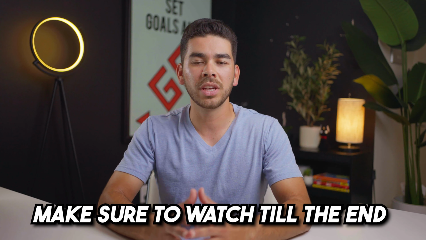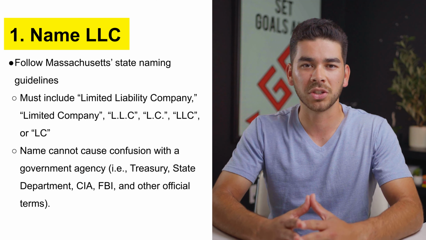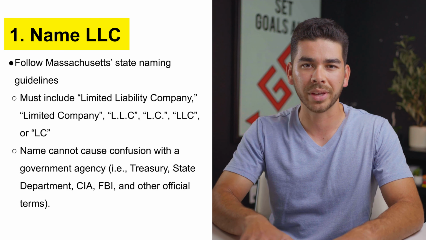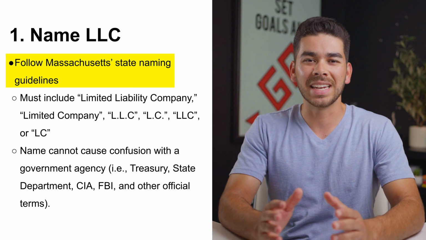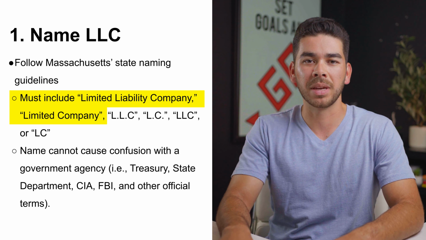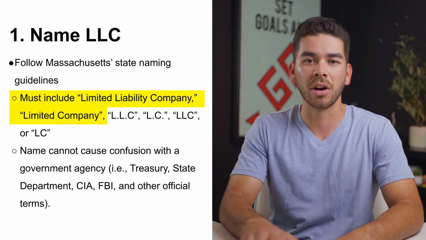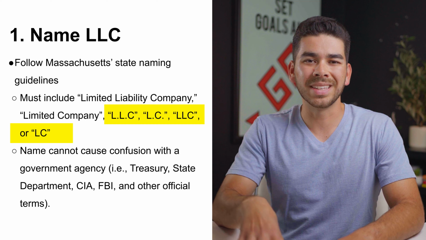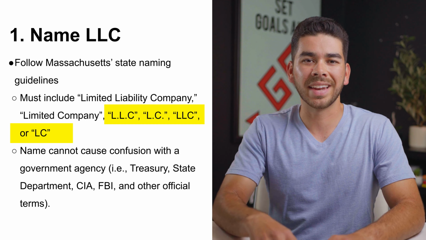So the first thing that you need to know is how to name your LLC in Massachusetts, and there's a couple rules that go along with this. You need to follow Massachusetts state naming guidelines, as you can see outlined here. You need to have limited liability company or limited company in the name of your LLC. You can also use these different variations of LLC and LC as well.